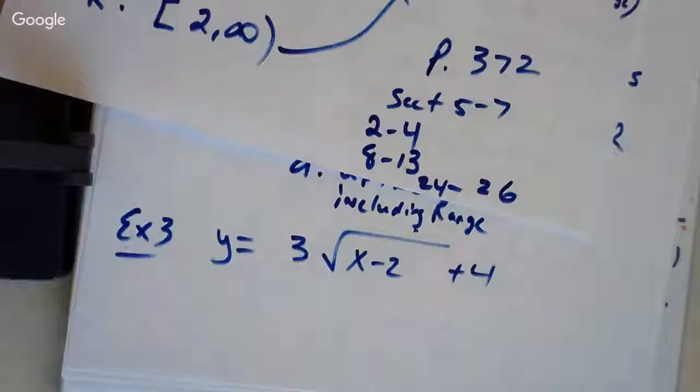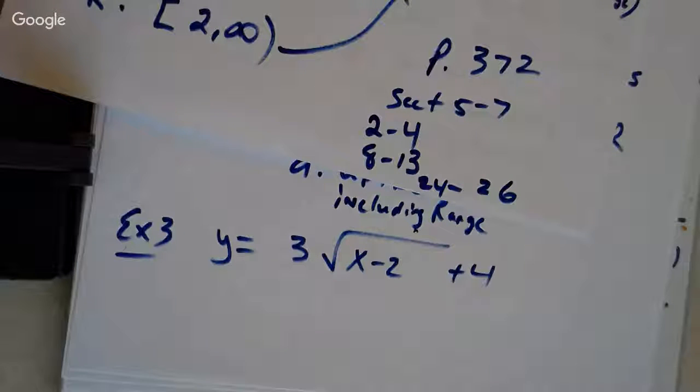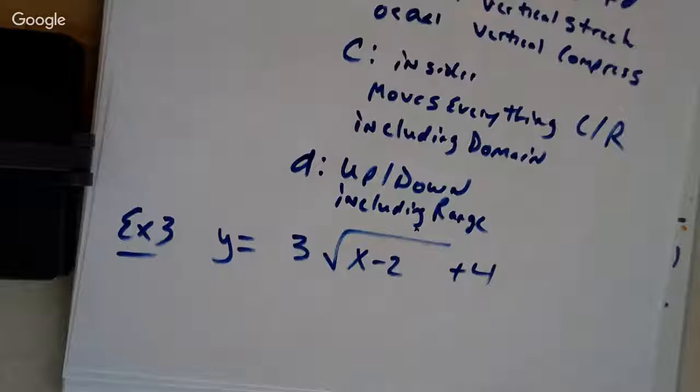Okay, what's the -2? It moves everything to the right 2. So the domain's not going to be 0 to infinity. It's going to be 2 to infinity because it went to the right. So it's 2 to infinity for the domain. The +4 moves everything what? Up 4. So it's not 0 to infinity, it's 4 to infinity. That's all we got to know for tonight.